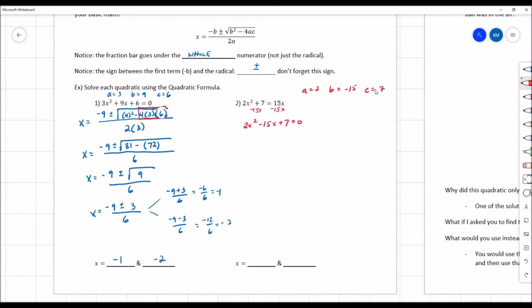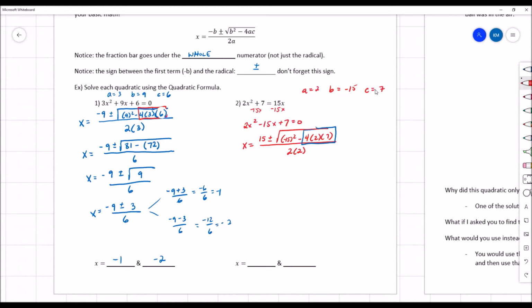x equals opposite b. Since b is negative 15, the opposite is positive 15, plus or minus the square root of b squared minus 4 times a times c, all over 2a. Okay, all those values should be correct. Okay, good, good, good. Again, I want to make sure that I do this by itself.